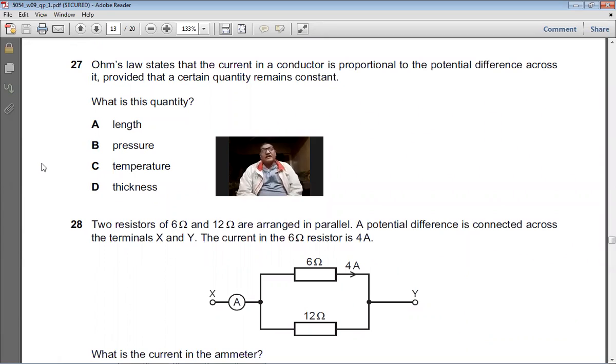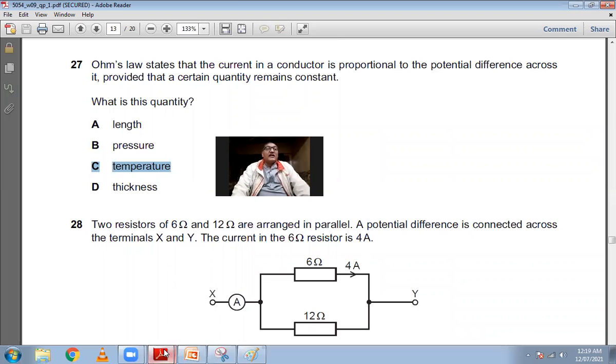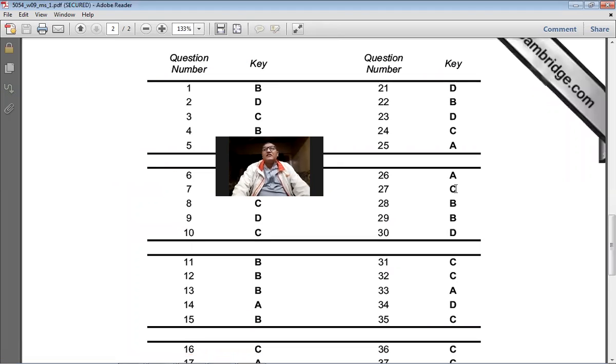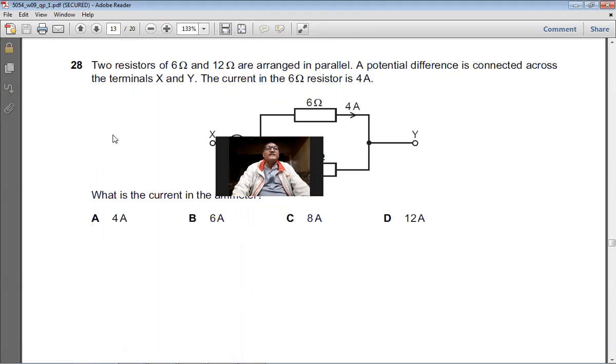Ohm's law states that the current in a conductor is proportional to the potential difference across it, provided that a certain quantity remains constant. What is the quantity? That is the temperature. Normally we say temperature should not change. The length, the pressure, the temperature. I think C is the option. So D choice, thickness. I think that the temperature should not change. Question number 27, C is the right choice.